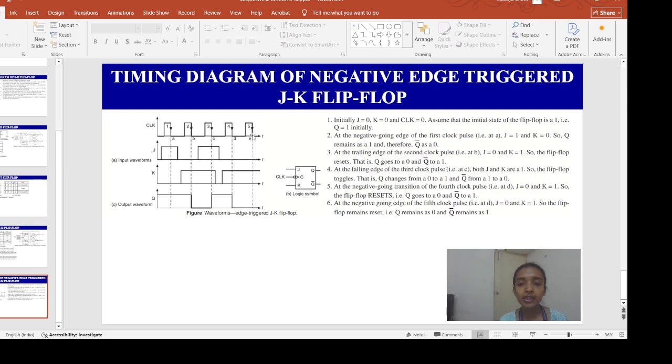At the negative going edge of the fifth clock pulse, at point E, what will happen? You can see J is 0 and K is 1. So the flip-flop will remain reset. So Q remains 0 and Q bar remains 1.